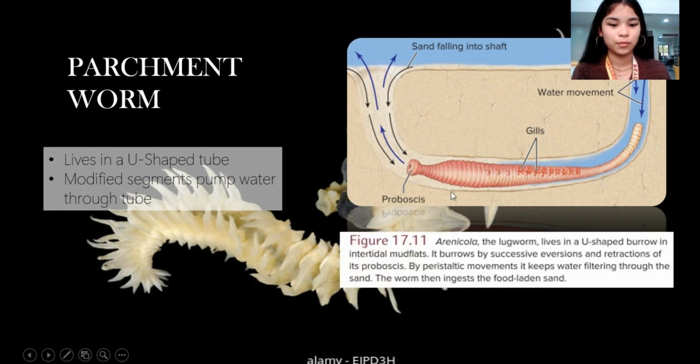Figure 17.11: Arenicola, the lugworm, lives in a U-shaped burrow in intertidal mudflats. It burrows by successive eversions and retractions of its proboscis. By peristaltic movements, it keeps water filtering through the sand. The worm then ingests the food-laden sand.